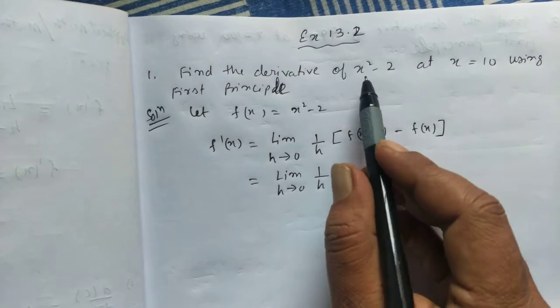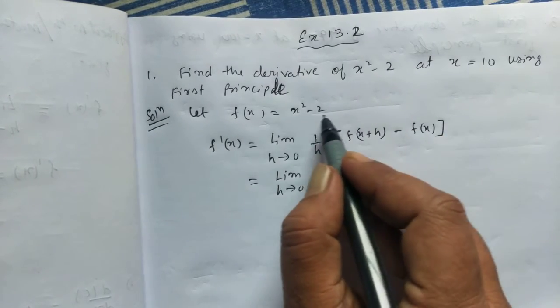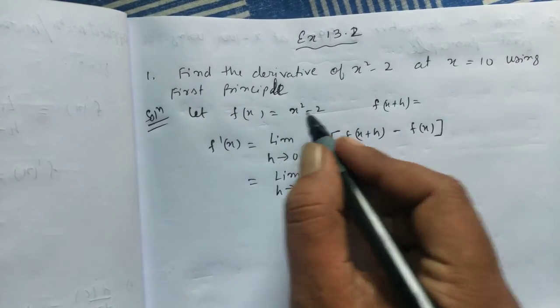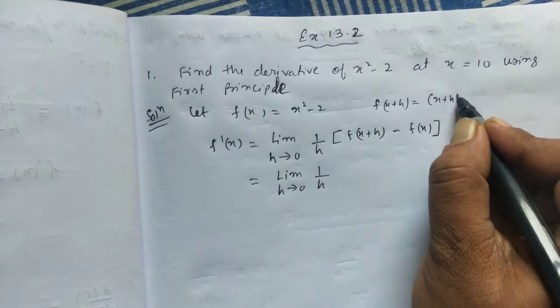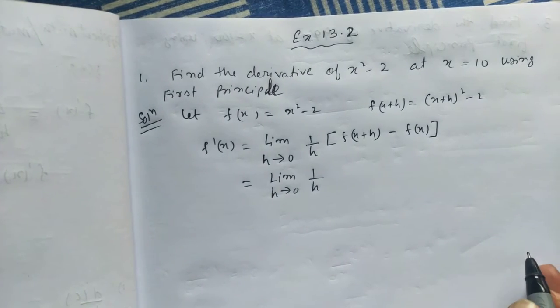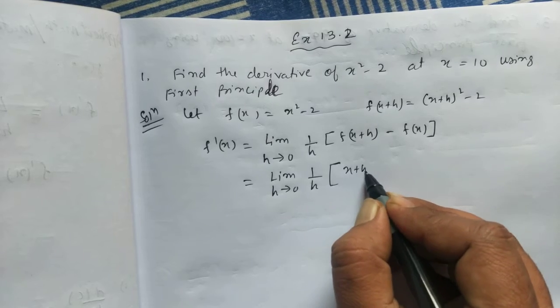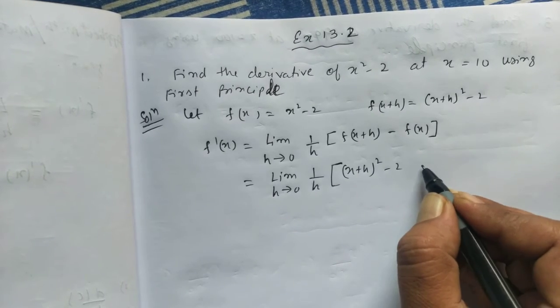x plus h means f(x) is this one. If I write f(x plus h), in place of x we have to write (x plus h) whole square minus 2. So you write (x plus h) whole square minus 2.